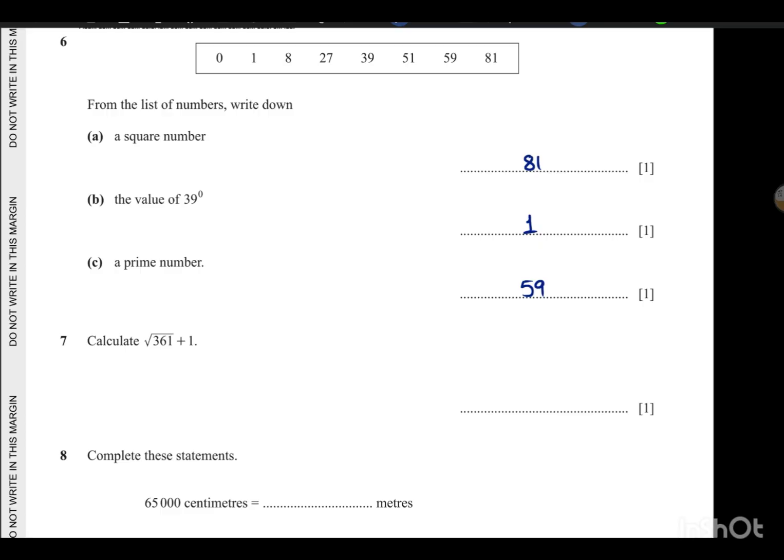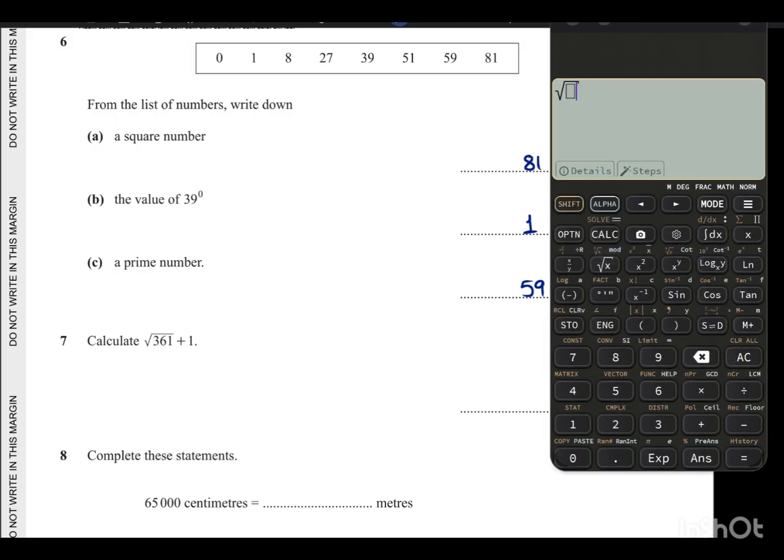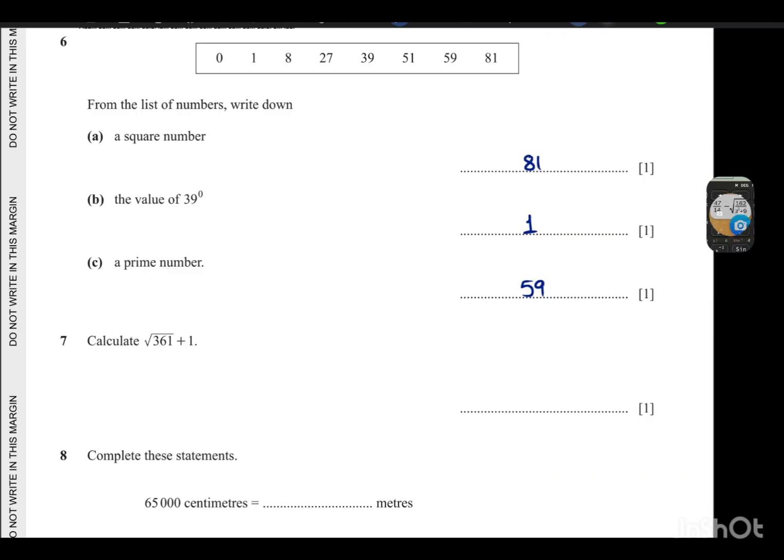Then question number 7 now. Calculate root 361 plus 1. Find out root 361, plus 1, is 20.